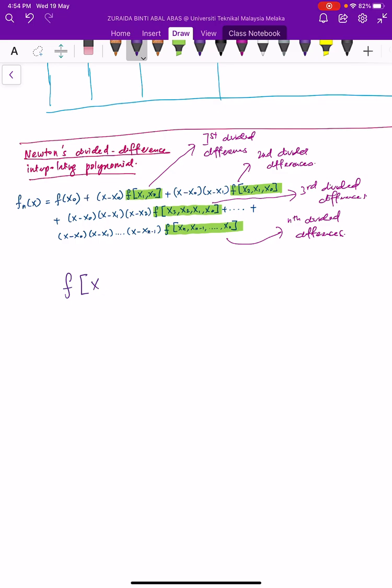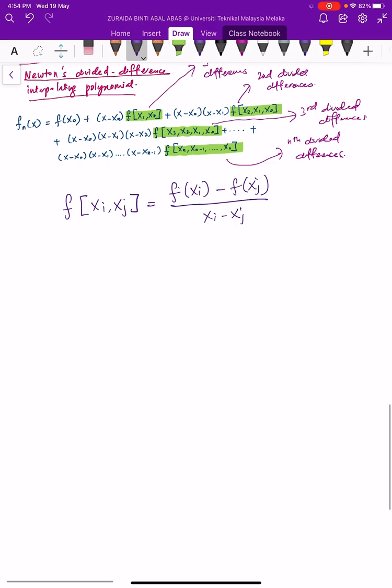Let's say we have a combination of xi and xj. You need to get the value of the function at point xi minus the value at point xj, and divide by the difference between the points, xi minus xj. So this is the first divided difference.